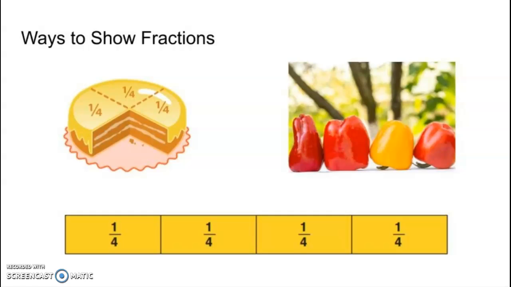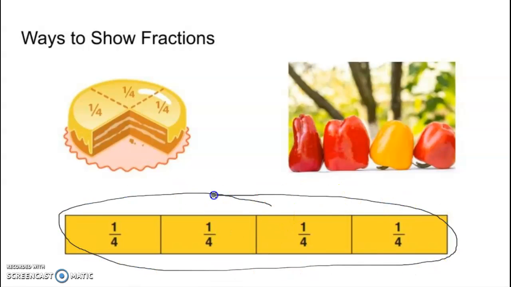Remember from yesterday's lesson that there are many different ways we can show fractions. Yesterday we mainly used fraction circles to show fractions, but today we're going to be doing something different. We're actually going to use fraction strips to show fractions.